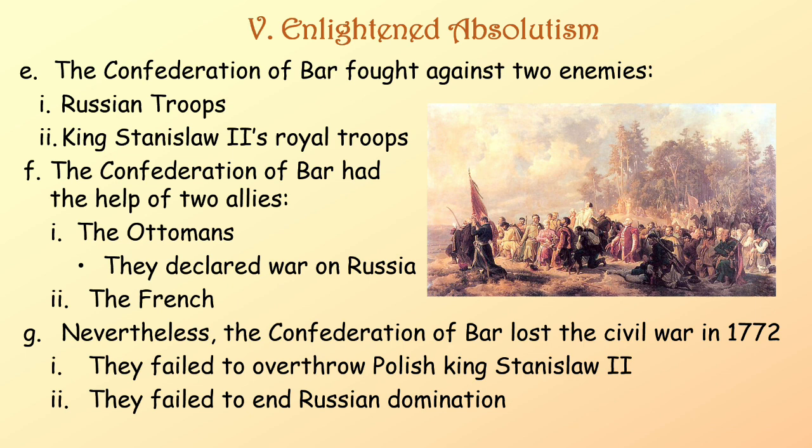Well, the Confederation of Bar fought against two enemies. They fought against Russian troops, and they also fought against King Stanislaus II's royal troops. The Confederation of Bar had the help of two allies. They had the Ottomans, who declared war on Russia, and they also had the French. But nevertheless, the Confederation of Bar lost that civil war in 1772. They failed to overthrow Polish King Stanislaus II, and they failed to end Russian domination.